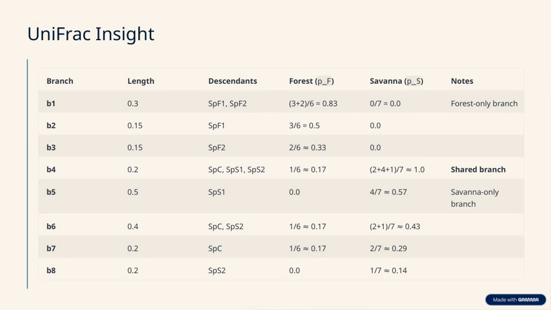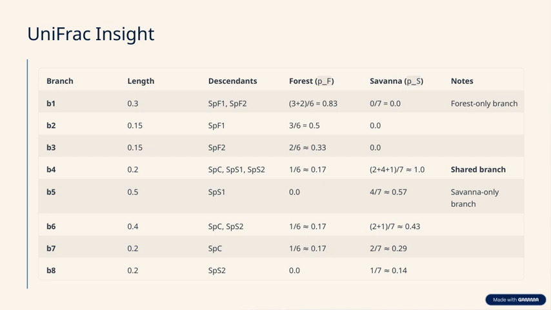Let's take a closer look at the UniFrac insight presented here. On this slide, we have a breakdown of different branches, their lengths, and their descendant species, along with their presence in forest and savanna environments. Starting with branch B1, which is 0.3 in length and includes SBF1 and SBF2. The calculation shows that about 83% of this branch's descendants are found only in the forest, as indicated by the PF value of 0.83. Interestingly, none of these descendants are in the savanna, which is reflected in the PS value of 0. This suggests that this is a forest-only branch.